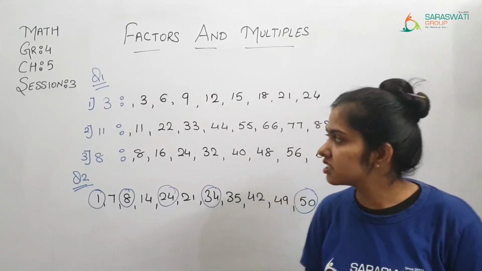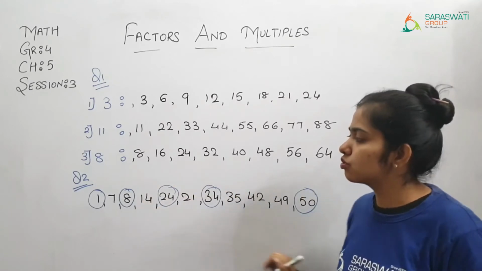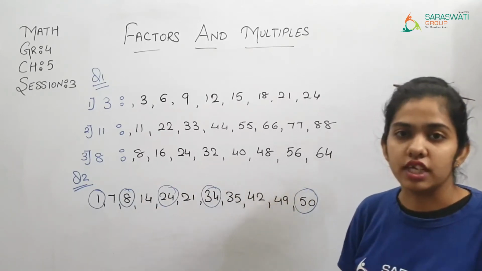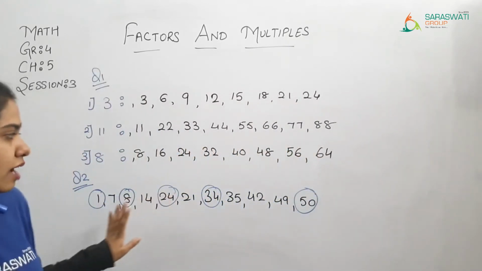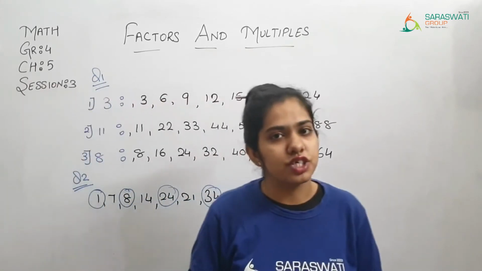In the first you are supposed to write the first 8 multiples and in the second you are supposed to identify which numbers are not the multiple of 7. કે 7 ના આમાંથી કયા multiples છે નહીં. તો આ બે questions આવી રીતે solve કરવાના છે. Now let us see the next question.